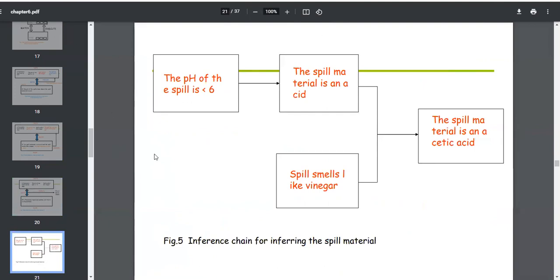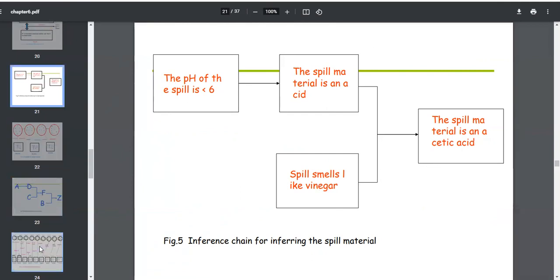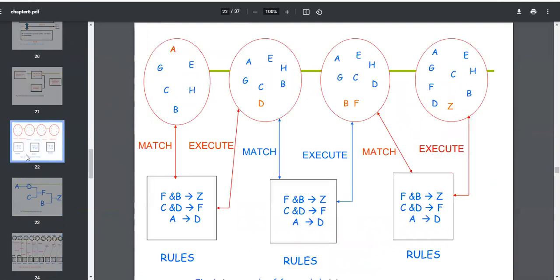Now, the inference chain for inferring the spill material: how are you going to infer something from the facts available? The pH of the spill is less than 6, the spill material is an acid, and the spill material also smells like vinegar. What new information do you receive out of it? The spill material is acetic acid. So this is called inferring new knowledge out of whatever present knowledge is there.